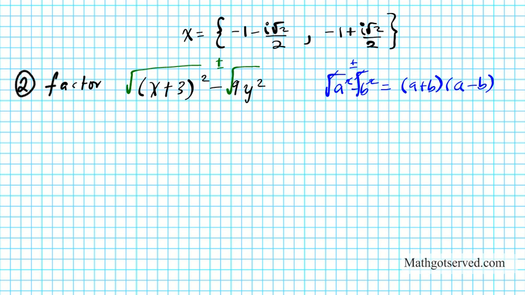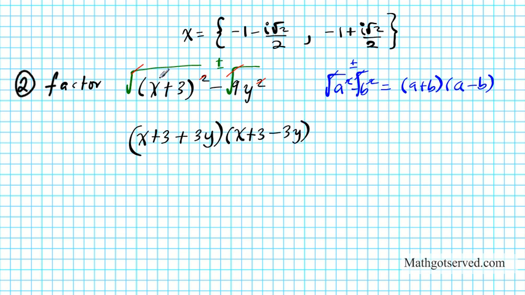So this square cancels out with the square root, and this square cancels out with the square root, but the square root of 9 is 3, so we're going to be careful with that. So we're going to have the sum, which is x + 3 + 3y, and then the difference, which is x + 3 − 3y.